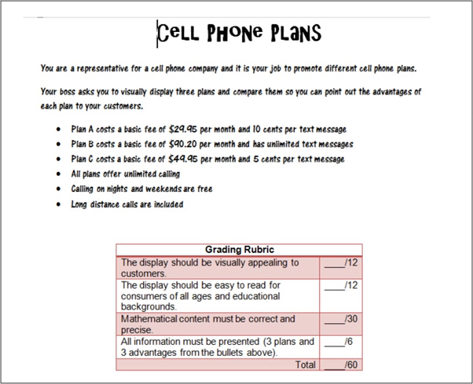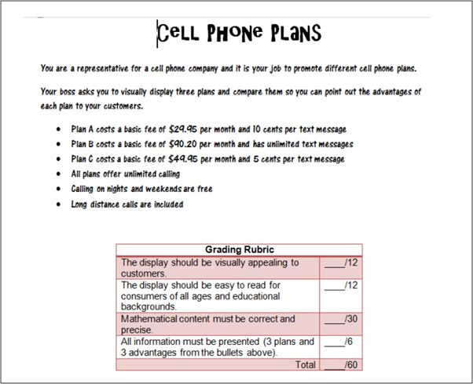So here are the three plans. Plan A costs a basic fee of $29.95 per month and then 10 cents for every text message that you send. Plan B costs a basic fee of $90.20 per month and has unlimited text messages. Plan C costs a basic fee of $49.95 per month and 5 cents per text message. Now, all of these plans offer unlimited calling. Calling on nights and weekends is free, and long-distance calls are included.